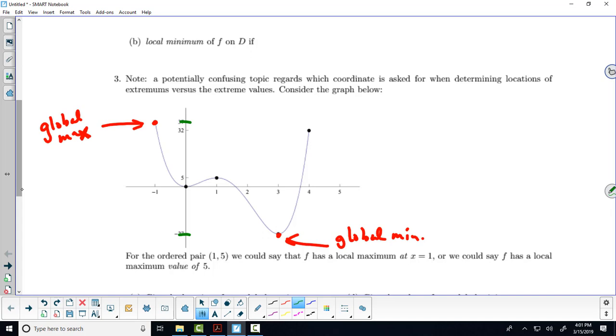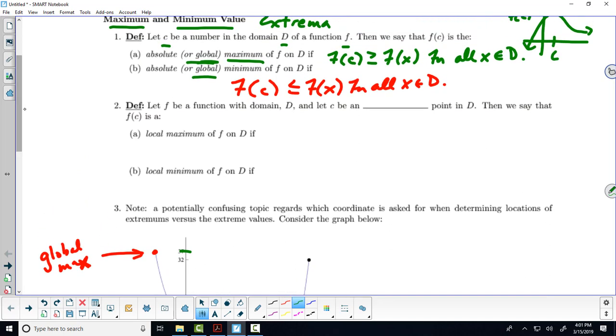Okay. Now, we also want to introduce what are called local extrema. Local minimums and local maximums. So these occur not on the endpoints, first of all, and you don't have to be the largest or smallest value in the entire domain of the function. You just have to be in a neighborhood. So let's go ahead and define this.